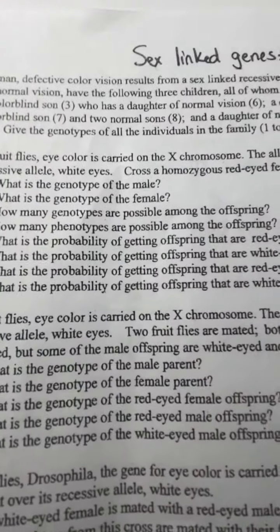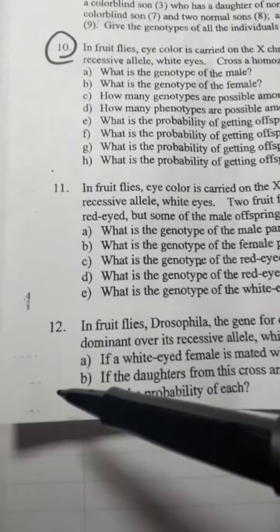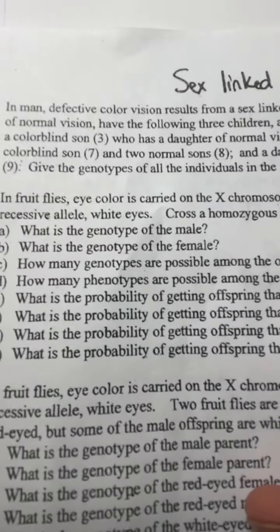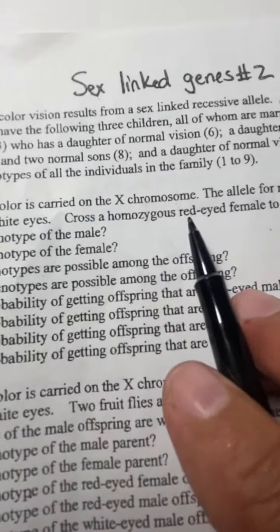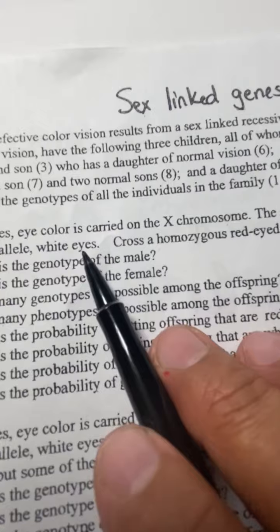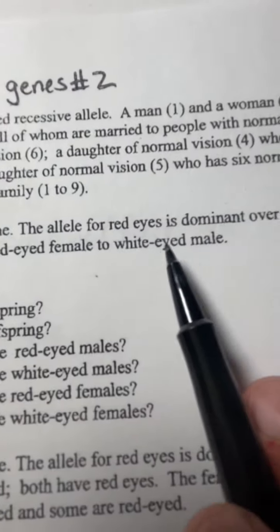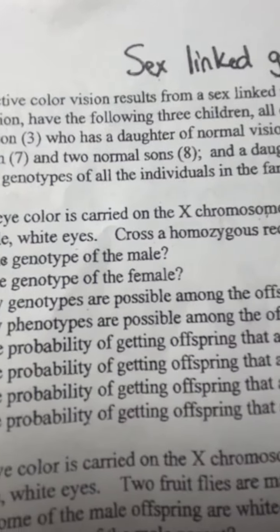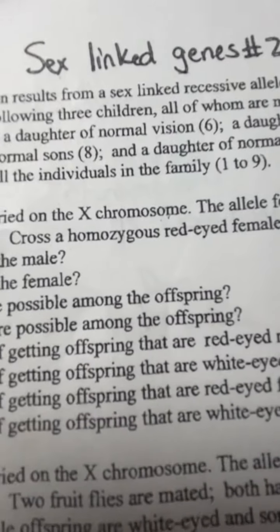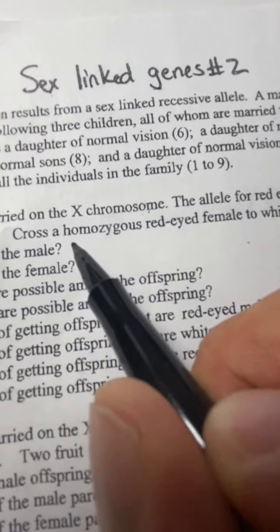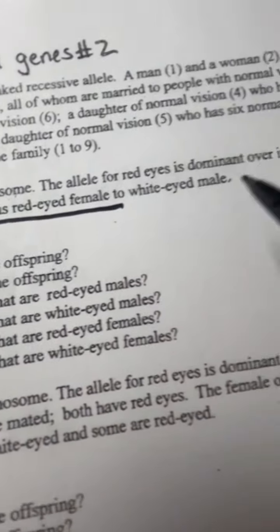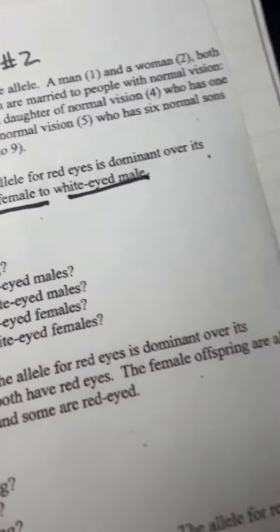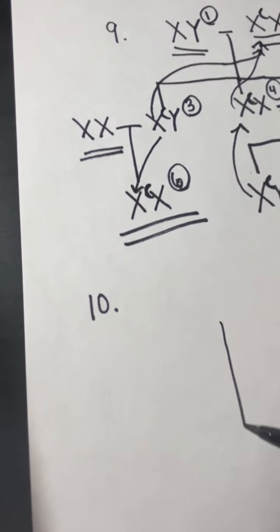And this is questions 10, 11, 12. They're all Punnett squares. So it says in fruit flies, they go through the background. Eye color is carried in the X chromosome. The allele for red eyes is dominant over the recessive allele for white eyes. Here's what it tells us to do. Cross a homozygous red-eyed female to a white-eyed male. So there's only one option for that.